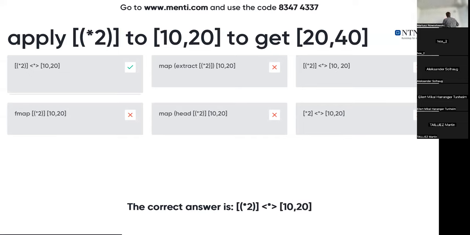So, yes, we do have some correct answers. It's exactly analogous to what we had just before. A list is also an applicative. And if you have a function inside a list, we don't use the term map, we use the term apply. You can apply the function inside the structure to the values in the same structure. So this will work fine. Can you do fmap or map? No, you cannot, because this function is inside the structure. So map or fmap will not work.